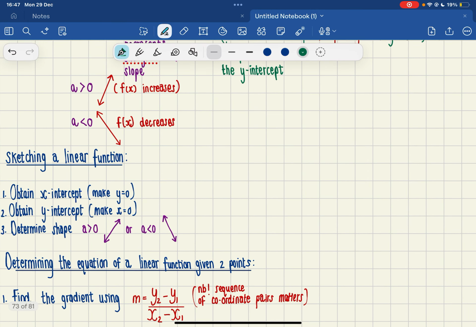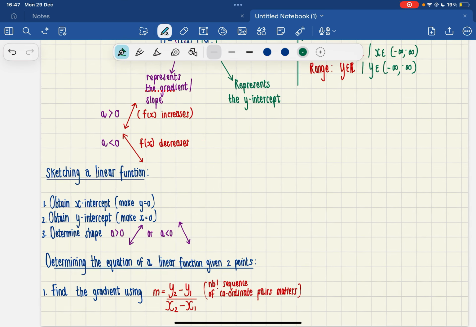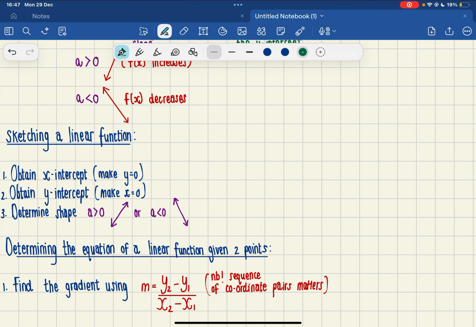Now, boys and girls, we're going to move on to a certain aspect of these questions, which is determining the equation of a linear function. The first type of question they can give you is to ask you to determine the equation of a linear function given 2 points. When you're given 2 points that lie on the graph, what would you do?